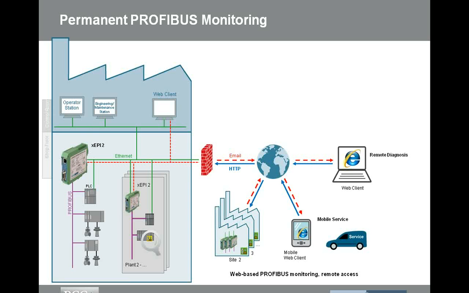The Ethernet network is then also connected to the Internet, so that we could remotely troubleshoot a system if we needed to, or connect to multiple sites. And if an error were to occur on our PROFIBUS network, a message would come from the XEPI 2 and go out either to a web client locally, or maybe out to the Internet and go to maybe a smartphone or something, or a remote diagnostic client of some sort.